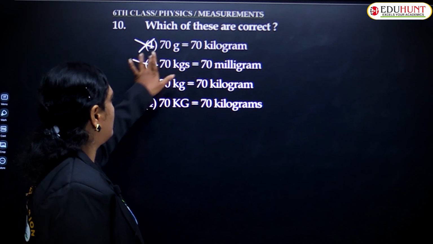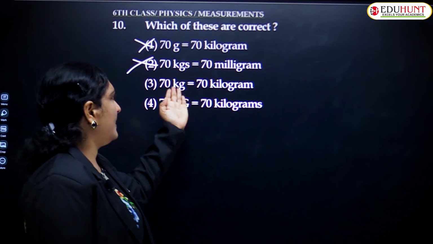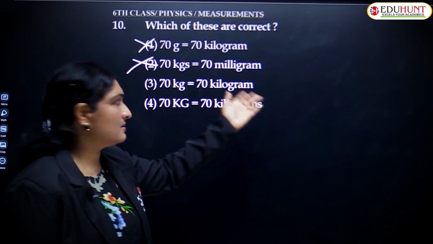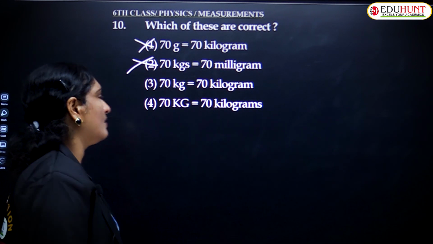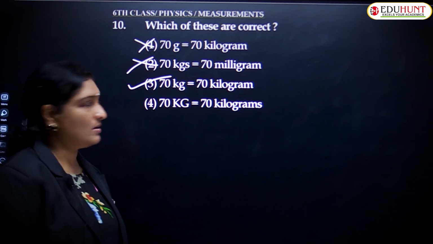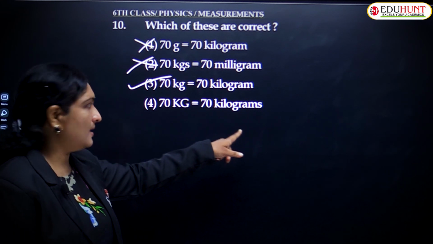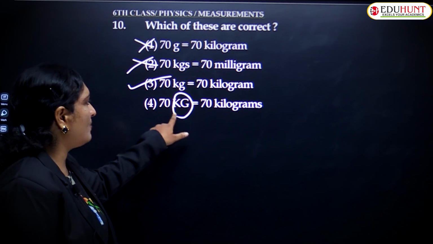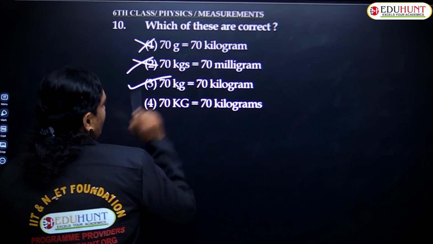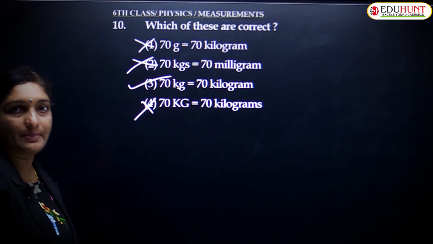So wrong answer. Is 70 kg equal to 70 kilogram? Of course, kg is the short form of writing, kilogram is the normal form of writing. So 70 kg or 70 kilogram, both are same. But here also 70 kg equals 70 kilogram is written, but this is not the proper way of writing kg. In order to represent kg, this is the proper way. So this is also a wrong answer. Okay. Hope you are getting me, children.